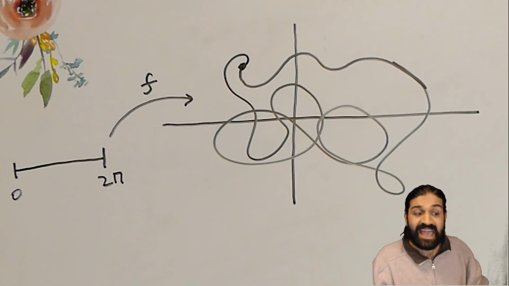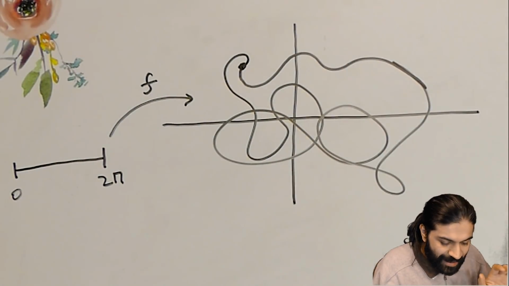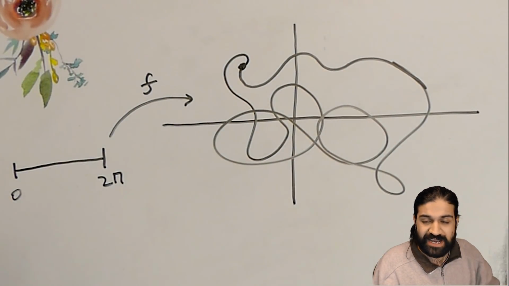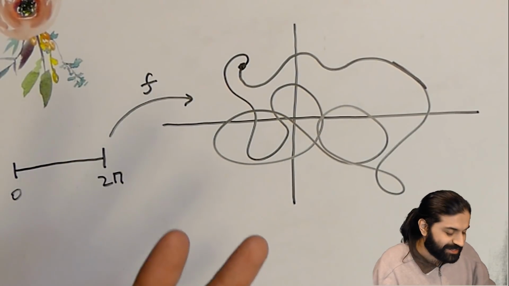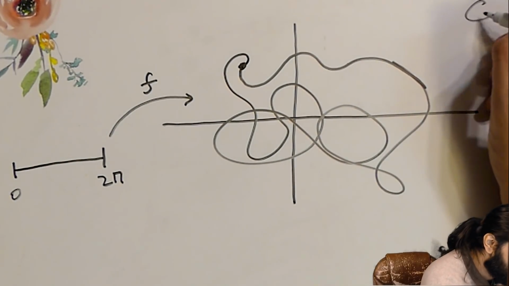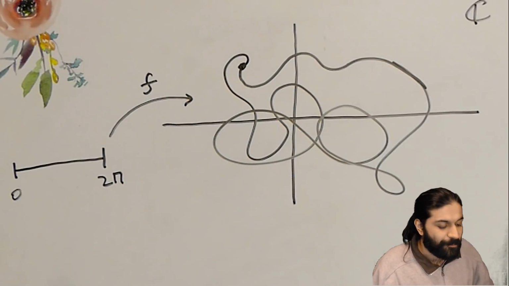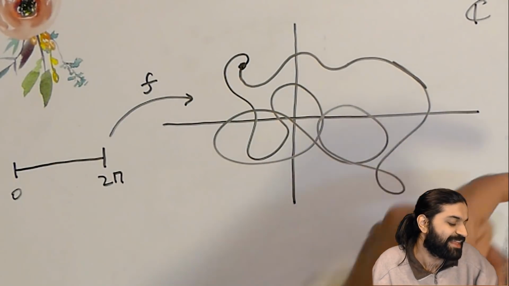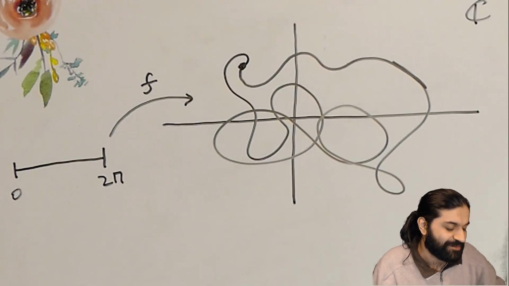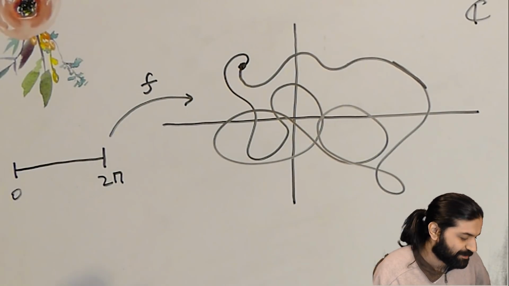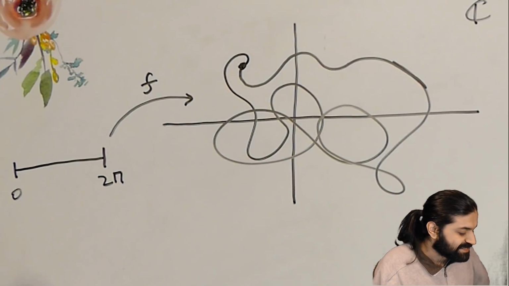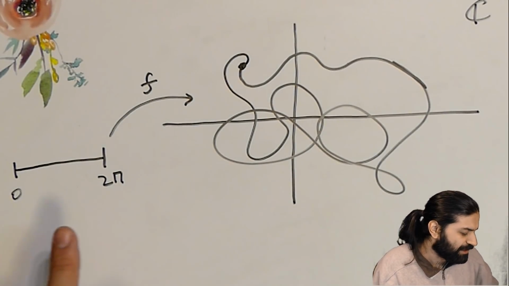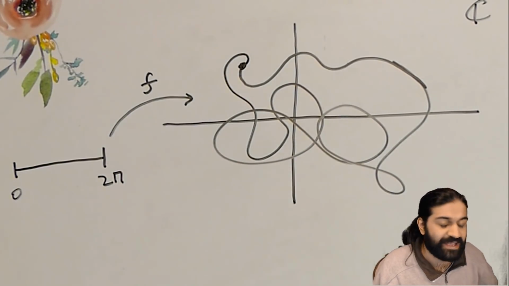Now, one thing I want to say is that we're going to think about the plane interchangeably as either the two-dimensional Euclidean plane or as the complex plane. So if you remember, the x-axis can be thought of as the real axis. The y-axis can be thought of as the imaginary axis. And if you think about this picture that way, what f is doing is it's assigning every point in the interval to a complex number.